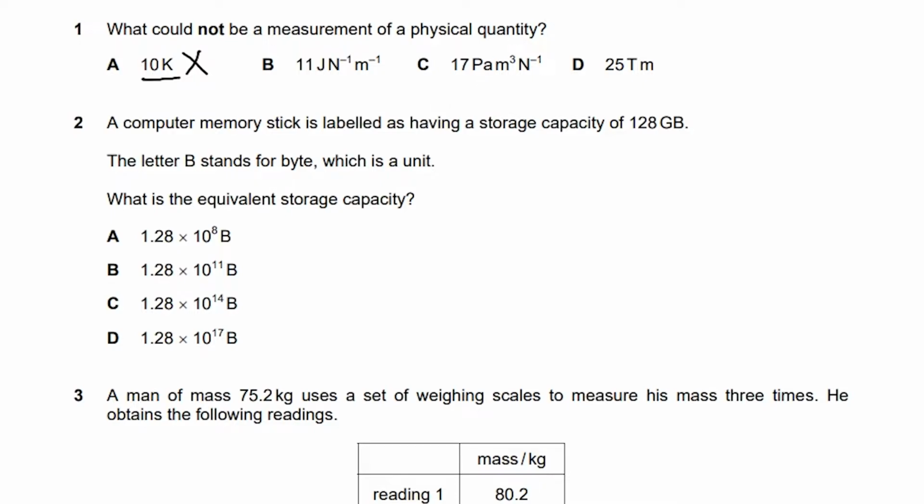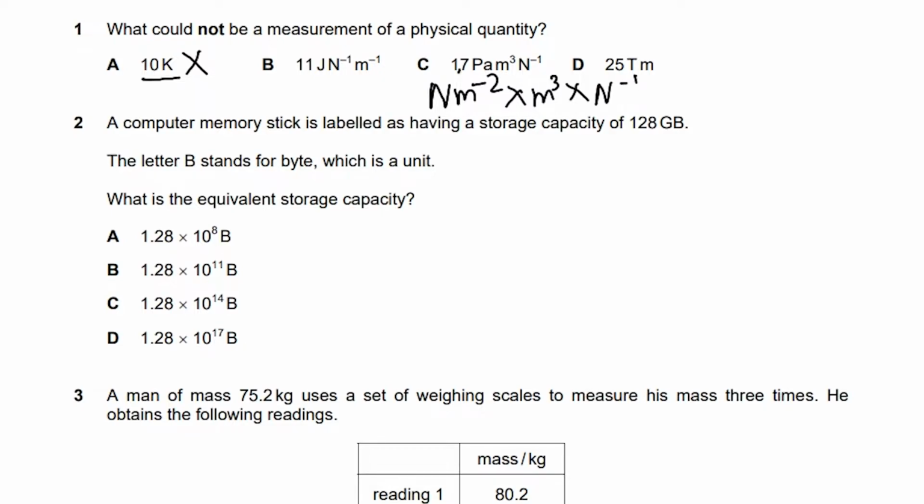Option C, 17 pascals meter cube per Newton. Okay, so what is Pascal? Pascal is the SI unit for pressure, and pressure is force upon area. Now the SI unit for force is Newton, the SI unit for area is meter squared. But since it is force upon area, it will be Newton per meter square or N m raised to the power minus 2. Now this thing is multiplied to m cube and then N raised to the power minus 1.